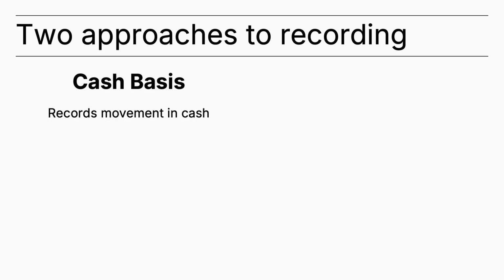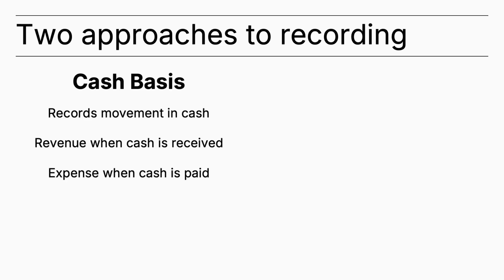There are two common ways to record transactions. The first is the cash basis. Under this approach, the focus is the movement in cash. If cash comes in, revenue is recorded. And if cash goes out, an expense is recorded. This is the simpler way to record transactions between the two approaches.